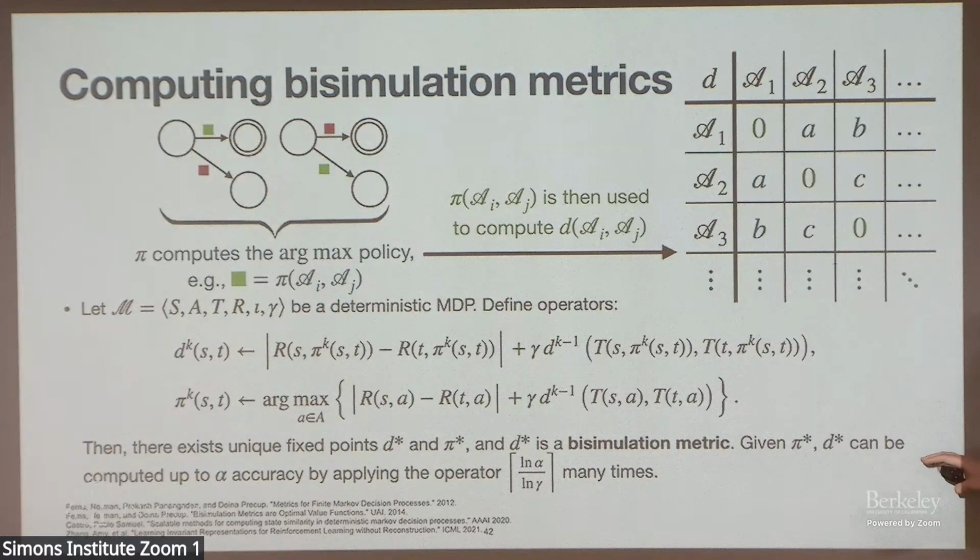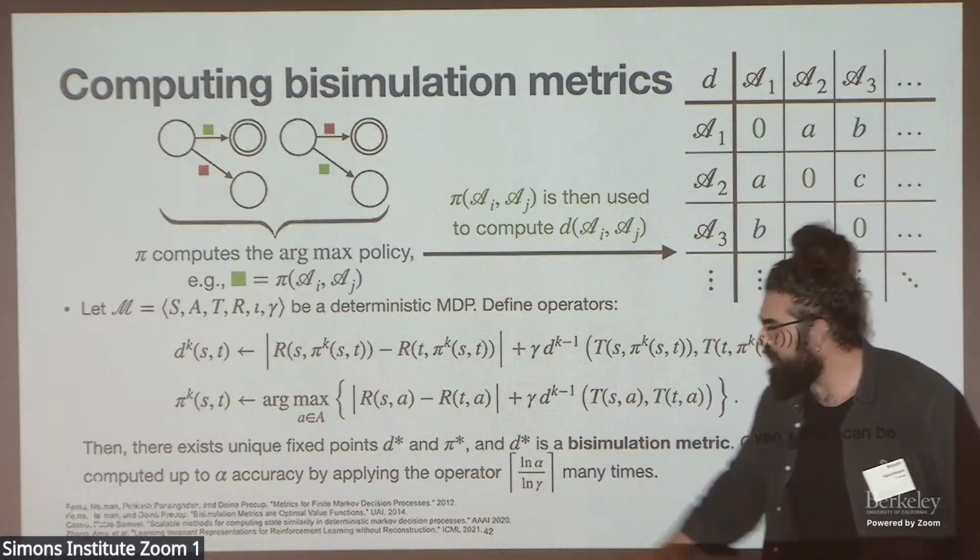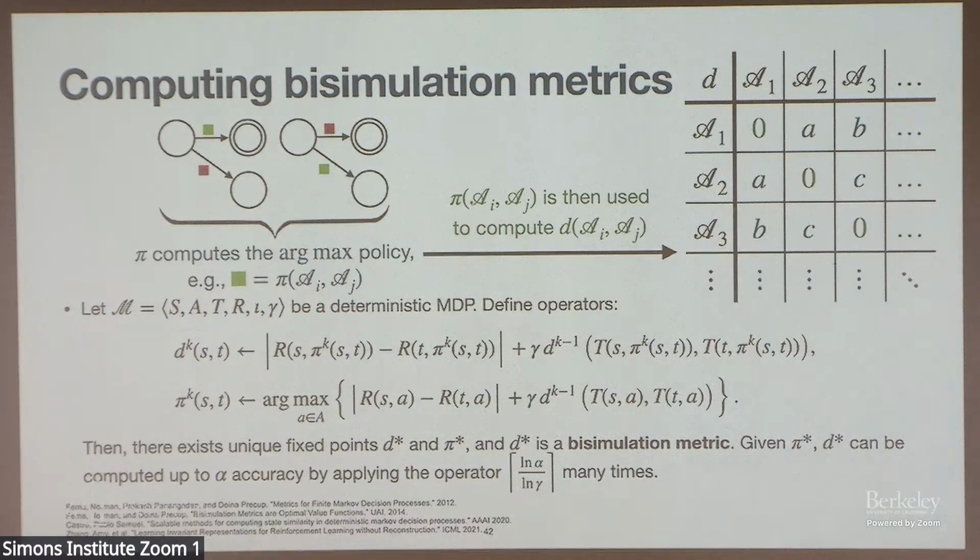And basically these results, that these unique fixed points exist and so on, were first given by Ferns et al. in these two citations here. And then that result was later extended to deterministic MDPs by Pablo Castro. And then later Amy Zhang gave a proof that you can jointly learn a policy while learning this bisimulation metric. So we are boiling this down.